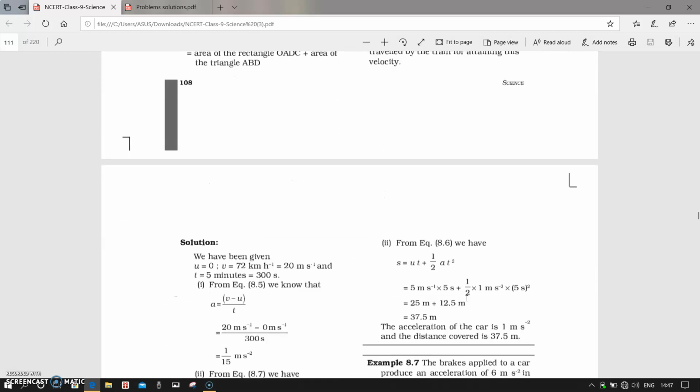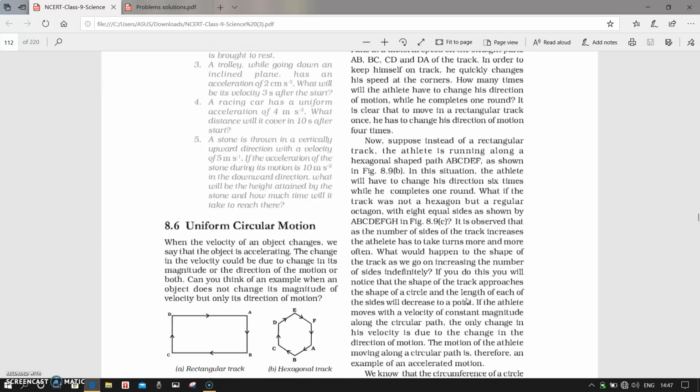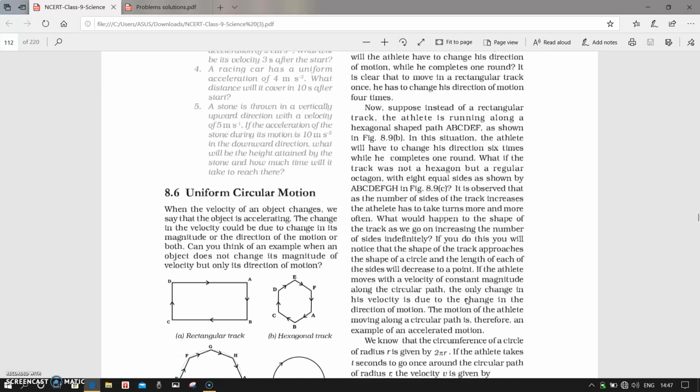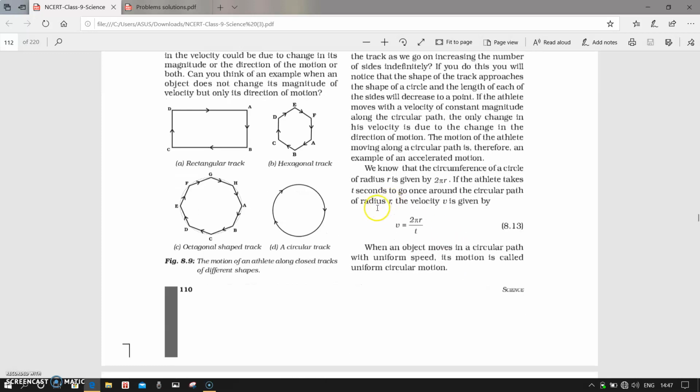So we have come across this, and what else do we have? We have gone through uniform circular motion. We learned about circular motion in the last class only. I think there is not much to discuss here. Only the velocity formula is given. So this is the velocity formula: v is equal to 2 pi r divided by t. 2 pi r means the circumference of the circle, right? So this is the length of the boundary of the circle. So 2 pi r divided by t is like distance by time only.